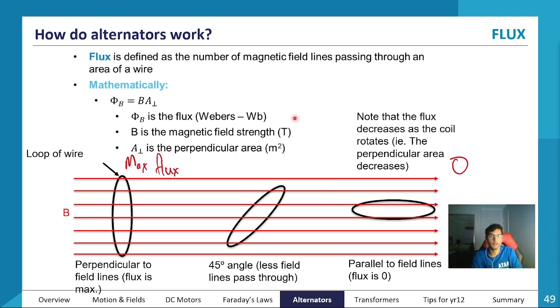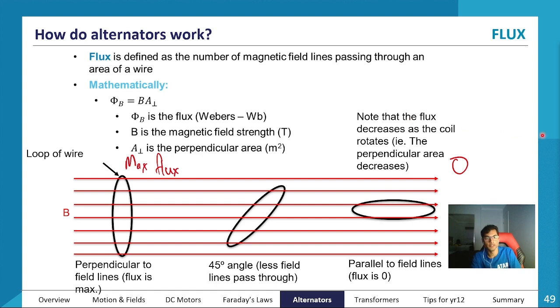The formula for flux is B, the magnetic field strength, multiplied by the perpendicular area to the magnet. In the first position, we have maximum area that is perpendicular to the magnet, and on the right-hand side, we have no area that is perpendicular to the magnetic field. All of it is parallel. Because of that, when the coil is parallel to the magnetic field, it has no flux.